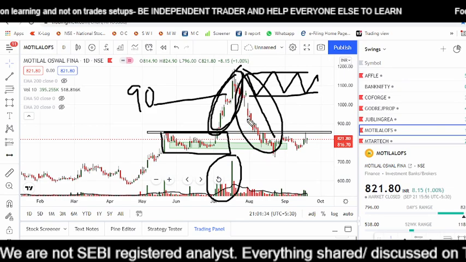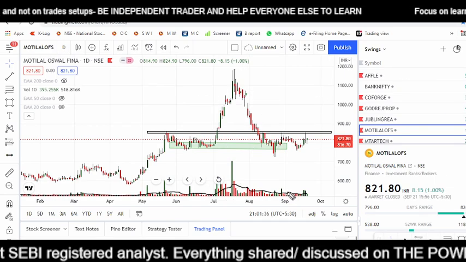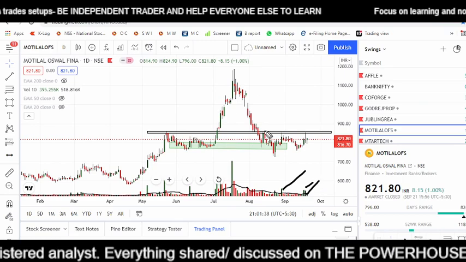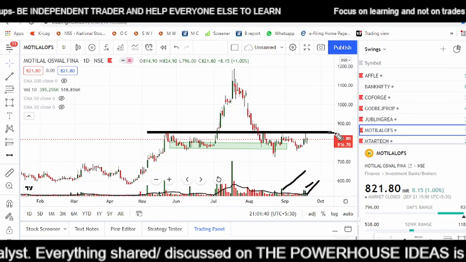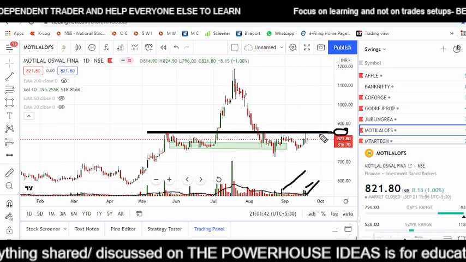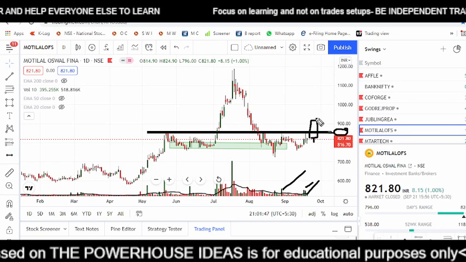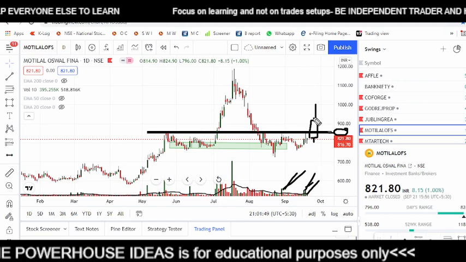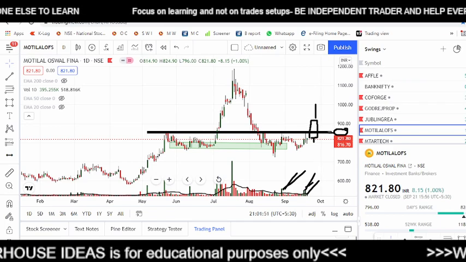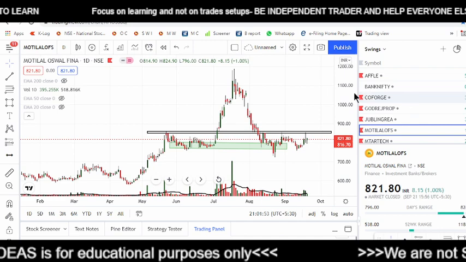because profit booking is seen. After this profit booking again some fresh volume has started coming up. So when the price breaks above this level, that is somewhere around 850, then only an entry can be taken if a closing is seen above this level. Because fresh volume is already coming up, all we need to do is wait for a breakout. So this is Motilal Oswal.